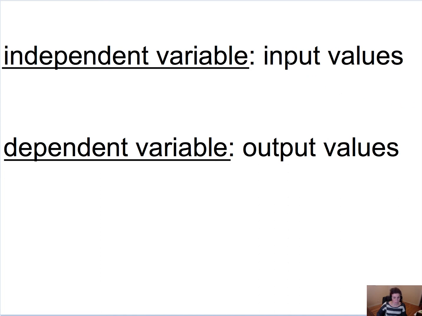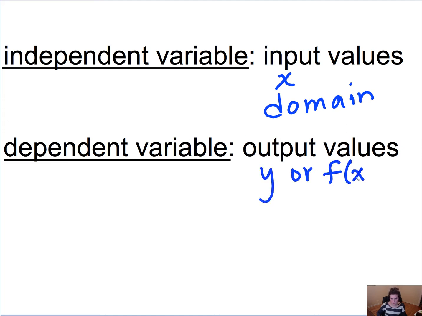So remember, we could say the input is x, we could say the input is the domain, and now we have a new name, the independent variable. Our output could be y, or now we also call it sometimes f of x or g of x or h of x, whatever it is. It could be the range, and now we have a new term, the dependent variable. So all of these mean the same thing.